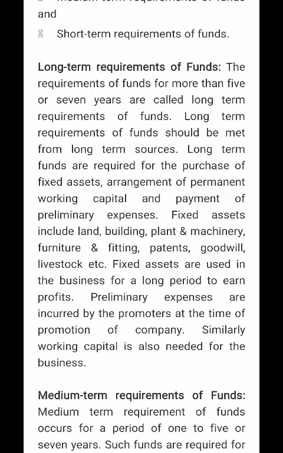Invest in machinery, plants, land and building, furniture, and others.